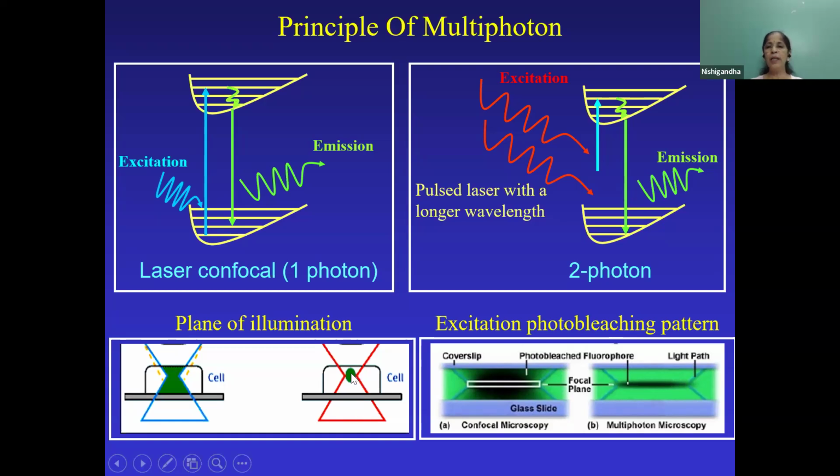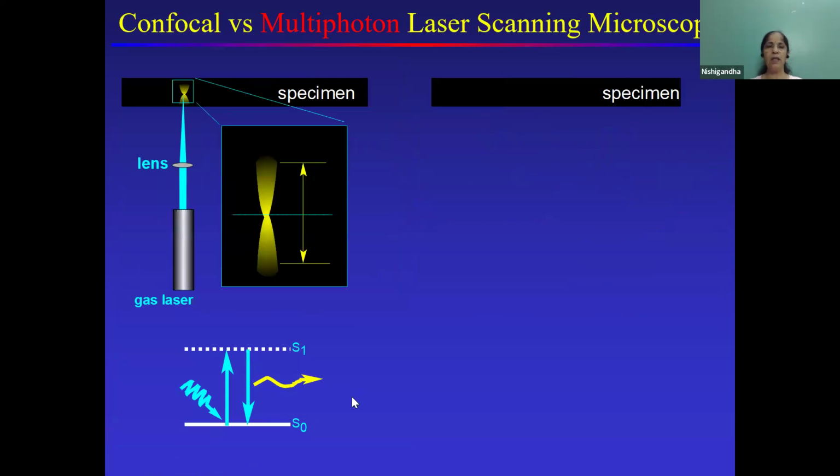So naturally, whatever is illuminated will only show photo bleaching. The rest of the sample is saved. So there is no photo bleaching. Rather, photo bleaching is very much limited to the area of excitation, which is a point source. The same thing is explained here. I hope this will clarify it more.